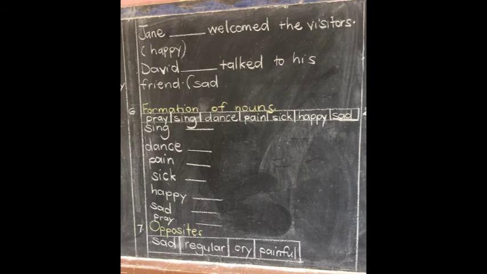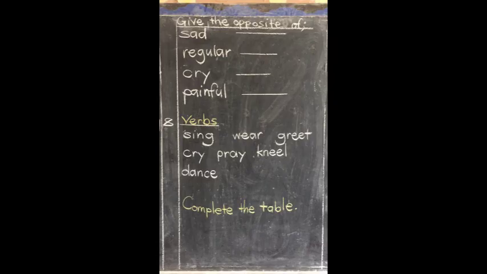Okay, we now move to activity seven. Under activity seven, we are looking at opposites. Don't forget, we are still looking at our vocabulary, so we are getting those different forms. As we look at opposites, we are going to see the opposite of sad, regular, cry, and painful.